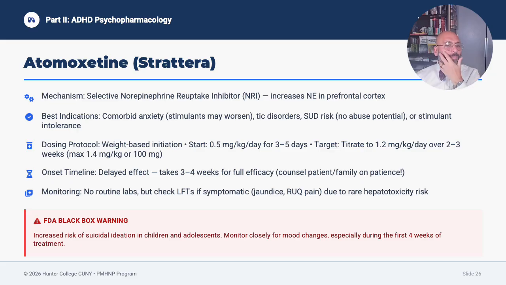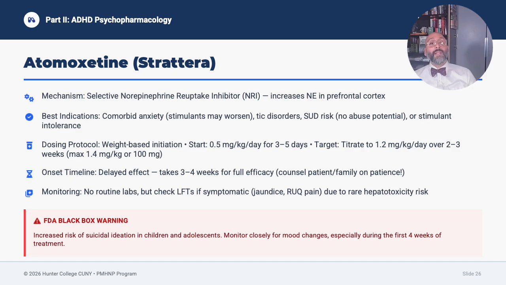So this is best indicated, they would say, not as a first-line replacement for stimulants in most patients, but it can be a good strategic choice in specific situations, like when ADHD coexists with an anxiety disorder, where stimulants may worsen the jitteriness, or if they have an underlying tic disorder, which stimulants can exacerbate, or if there's a history of substance use disorder, because atomoxetine is not abusable. No one enjoys this that much.